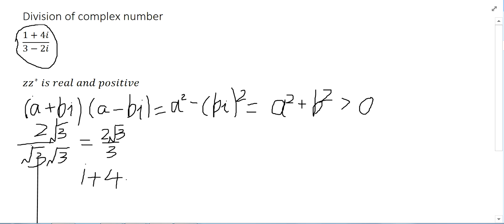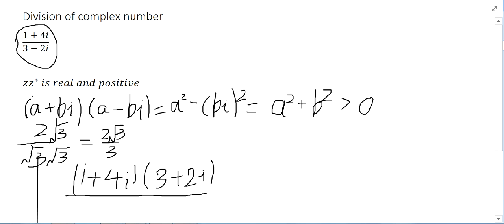1 plus 4i times the complex conjugate 3 plus 2i, and at the denominator we can just expand this: 3 squared plus 2 squared. Remember this expression results in a squared plus b squared.